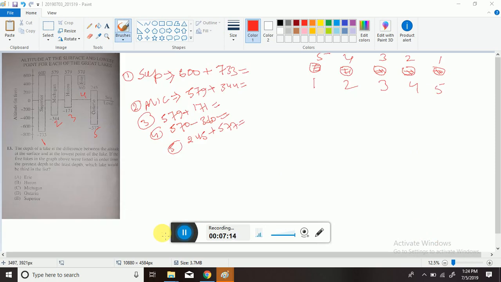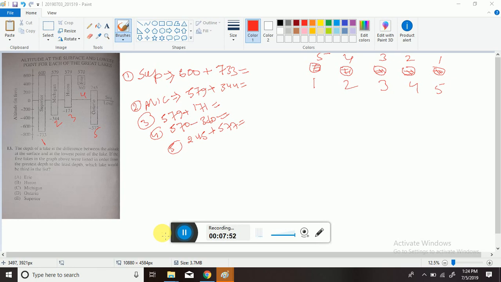Okay, now question number 13 is altitude at the surface and lowest point for each of the Great Lakes. Here different measurements of 5 different lakes are provided in the question. The depth of the lake is the difference between the altitude at the surface and at the lowest point of the lake. If the 5 lakes in the graph above were listed in order from the greatest depth to the least depth, which lake would be third in the list?